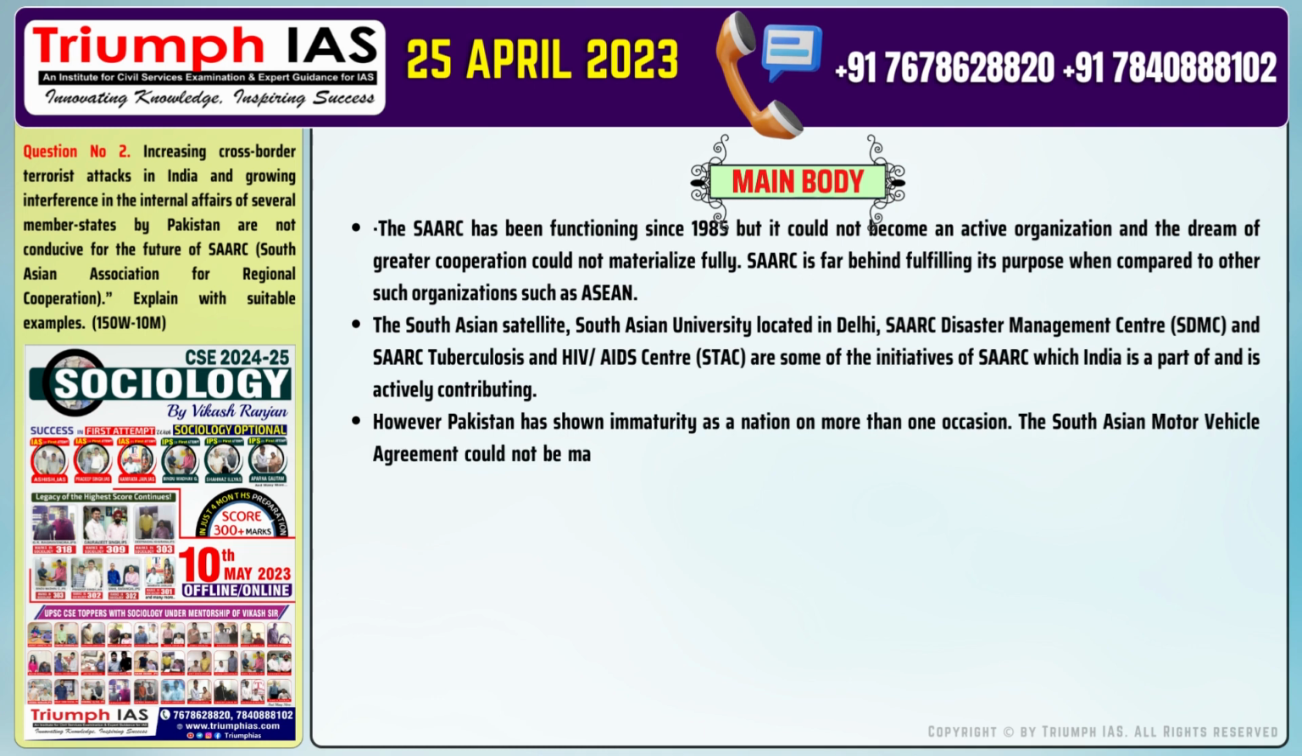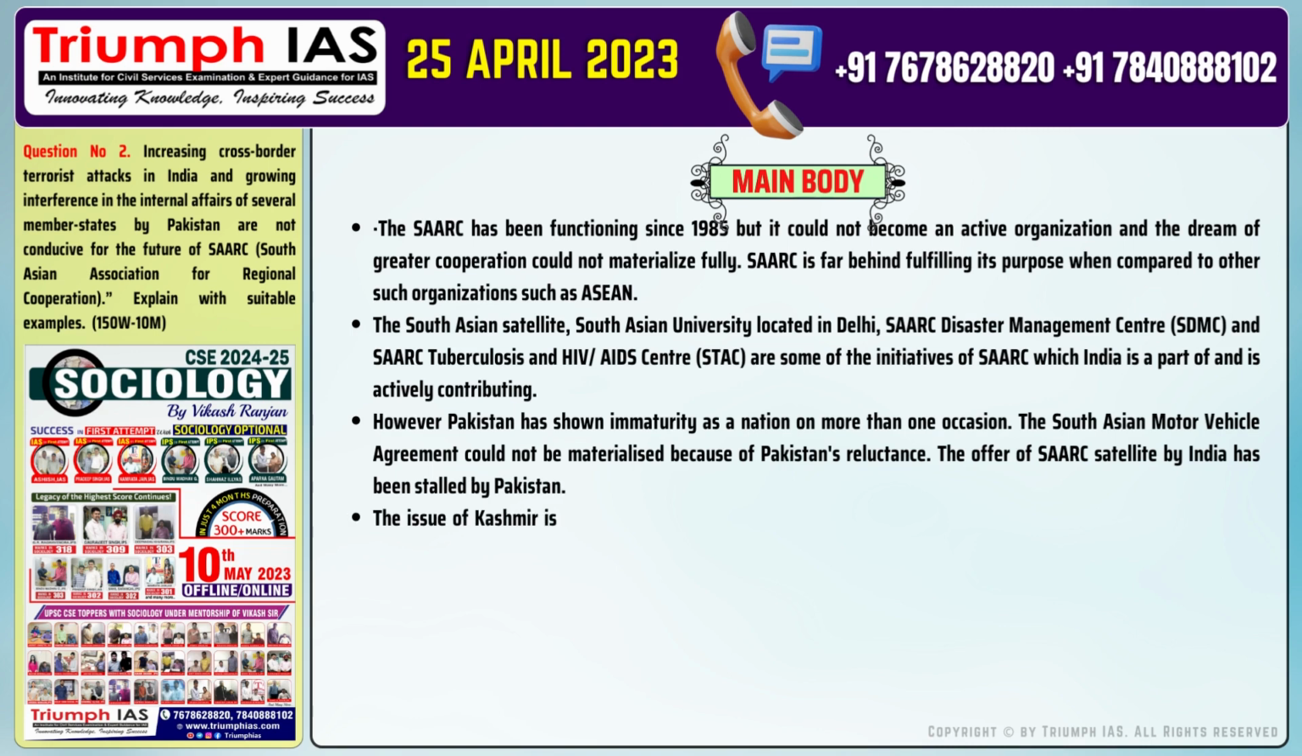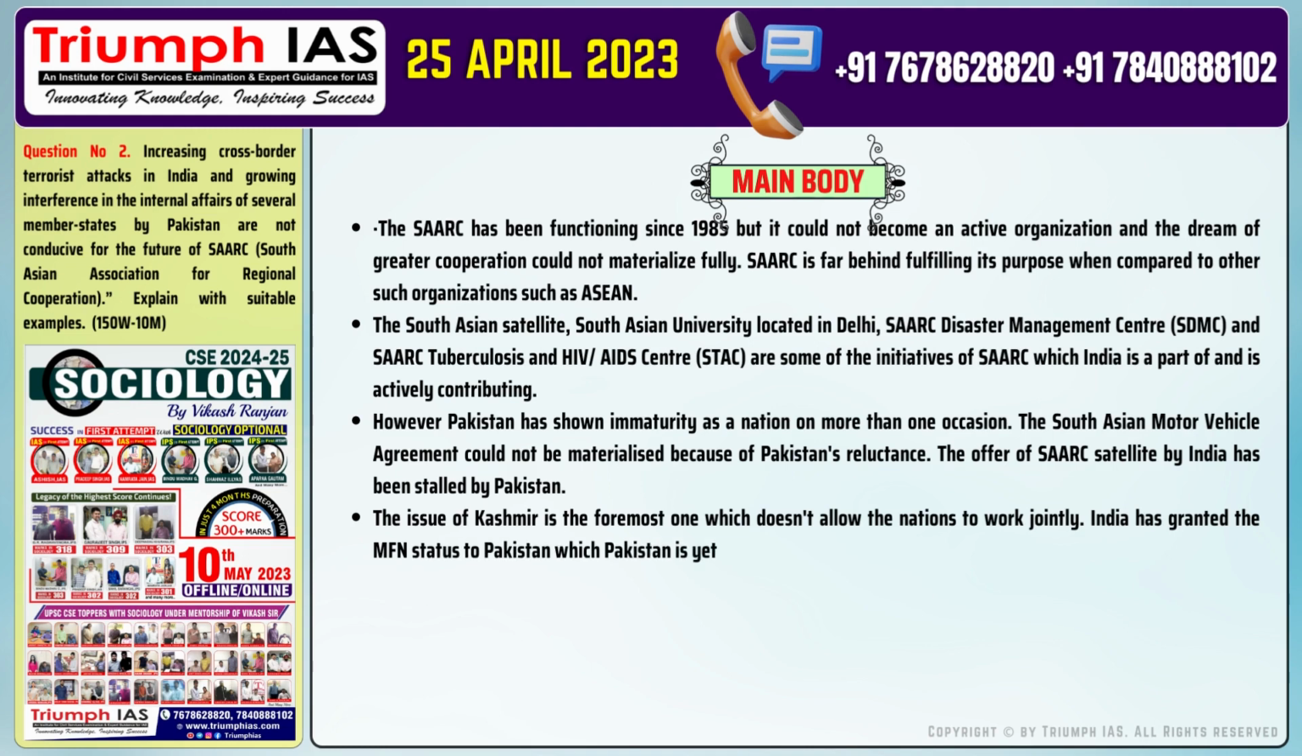Number 3. However, Pakistan has shown immaturity as a nation on more than one occasion. The South Asian Motor Vehicle Agreement could not be materialized because of Pakistan's reluctance. The offer of SAARC satellite by India has been stalled by Pakistan. Number 4. The issue of Kashmir is the foremost one which doesn't allow the nations to work jointly. India has granted the MFN status to Pakistan, which Pakistan is yet to grant to India.